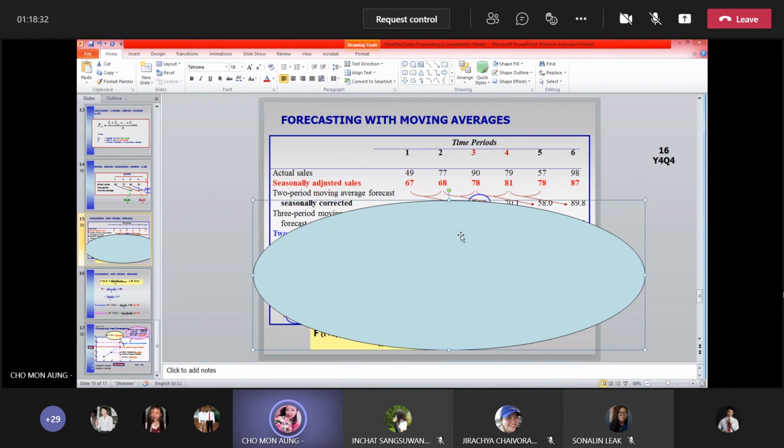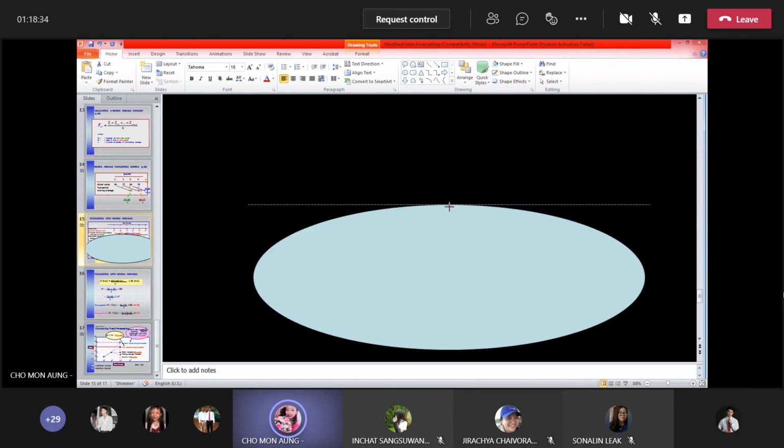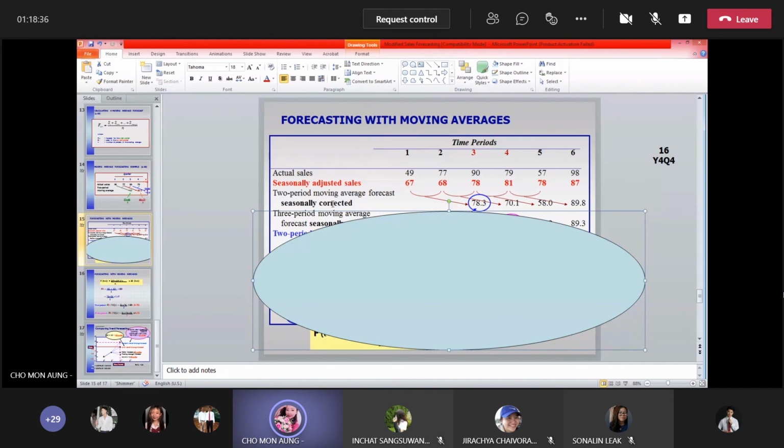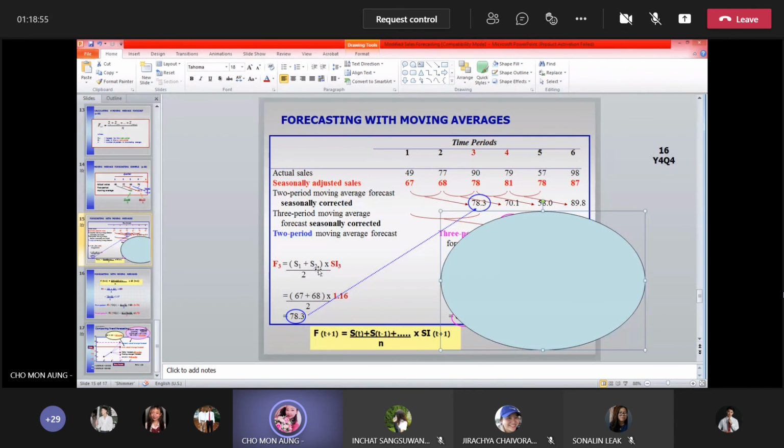Now let's see using 2-period moving averages. When we use 2-period moving averages, we are going to use the seasonally adjusted sales data, or deseasonalized sales data. 2 periods, we divide by 2. Okay, so look at this one.